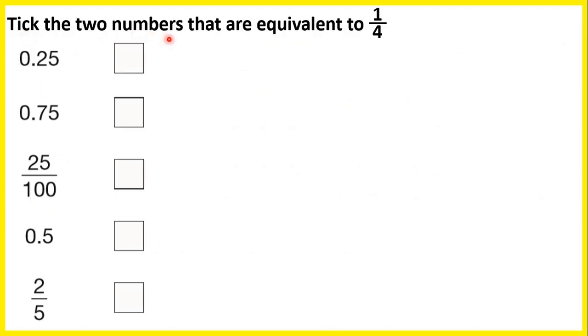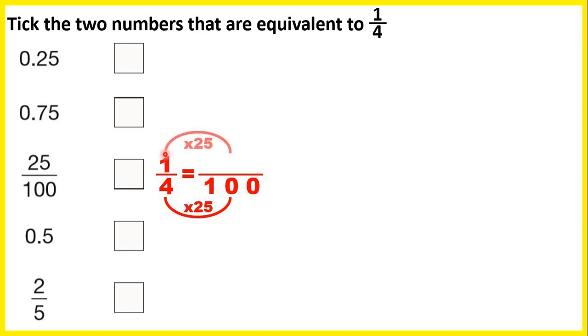Tick the two numbers that are equivalent to 1/4. So we have some decimals and some fractions. So let's see whether 1/4 is equivalent to 25 hundredths. Remember, we use multiplication to find equivalent fractions, and 4 times 25 is 100. So if we do the same to the numerator, 1 times 25 is 25, so 25 hundredths is equivalent to 1/4.